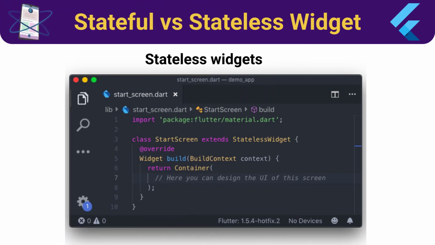So, let's understand what is there in this small code snippet. The name of this stateless widget is StartScreen, inside which we have to override the build method. This build method takes in a BuildContext as the parameter and returns a widget. That's why you can see that the return type of the build method is Widget. And this is the place where you can design the UI of this screen, which is stateless.